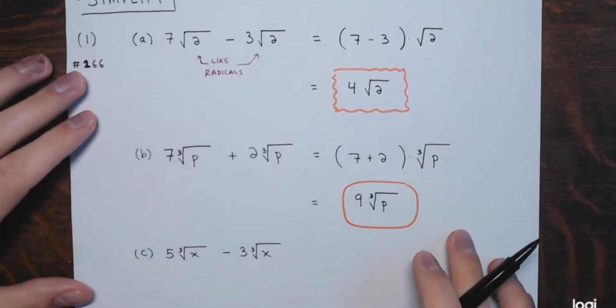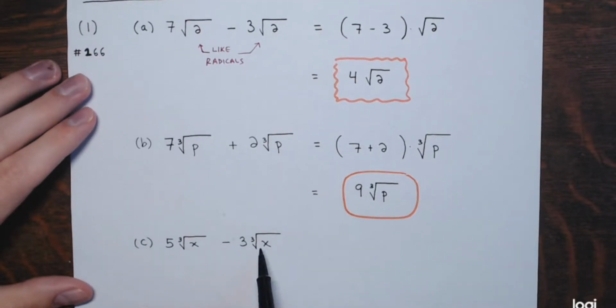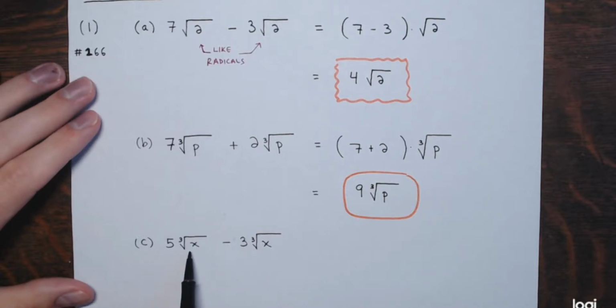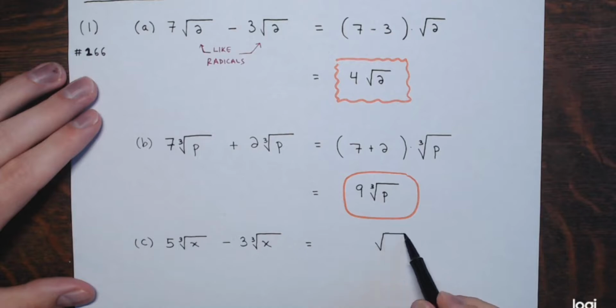And part C, no different. Look at both terms. You have 5 times the cube root of x minus 3 times the cube root of x. Again, we have like radicals. You can factor that like radical out, since both terms have the cube root of x in common. So I factor out the cube root of x, and then what's left over would be 5 minus 3.